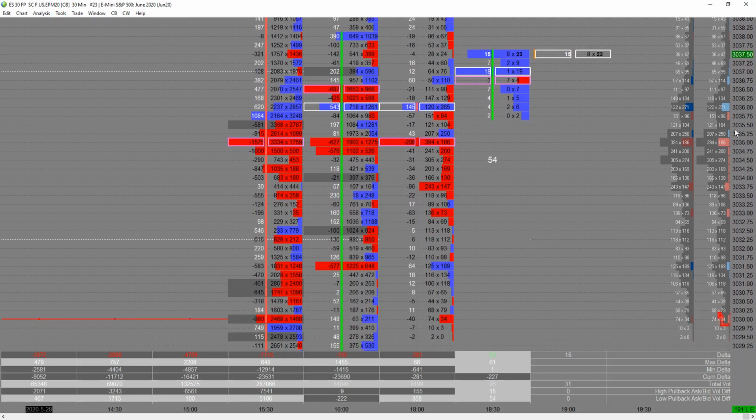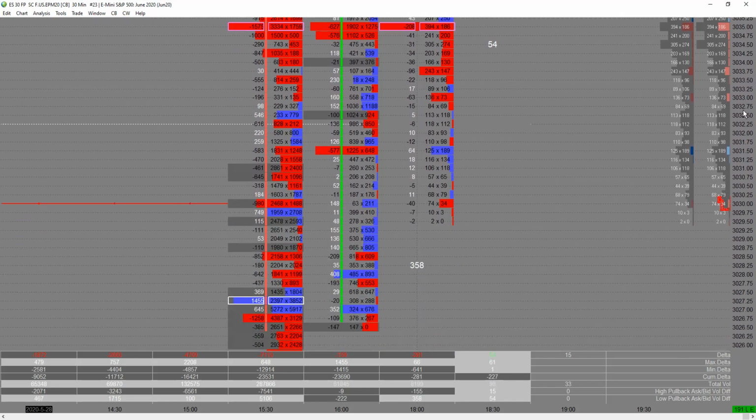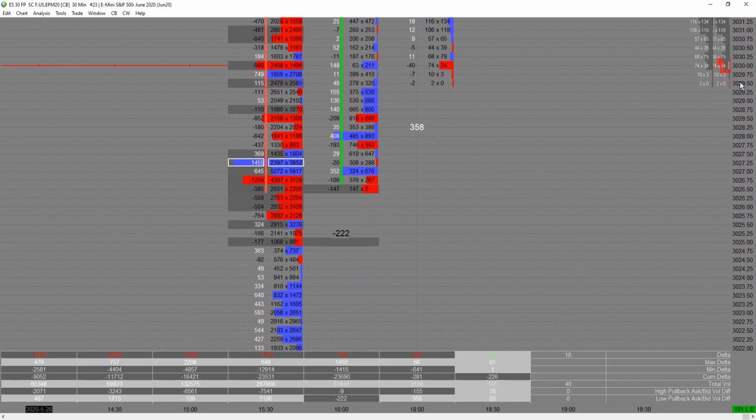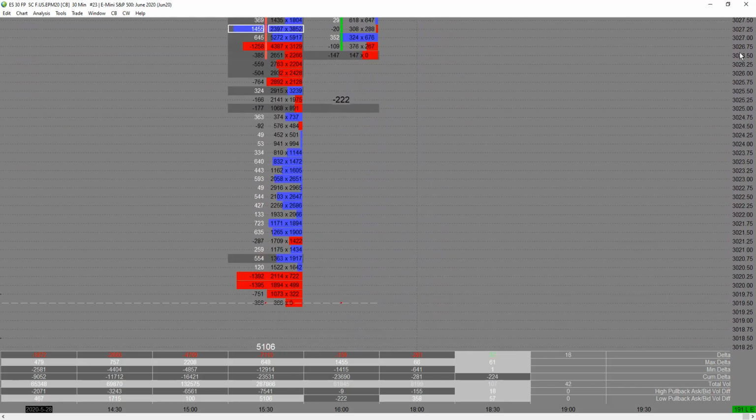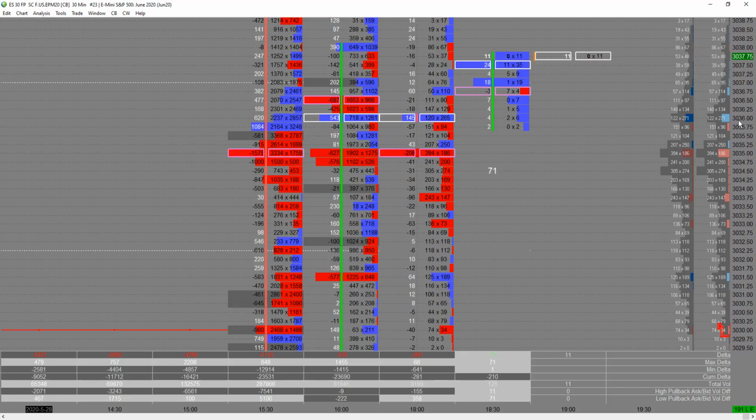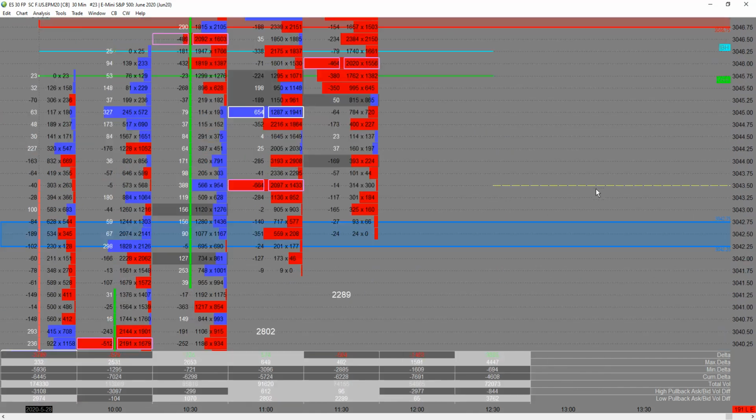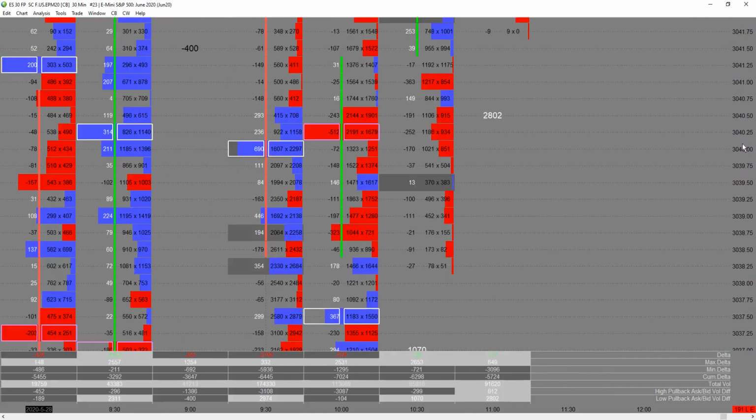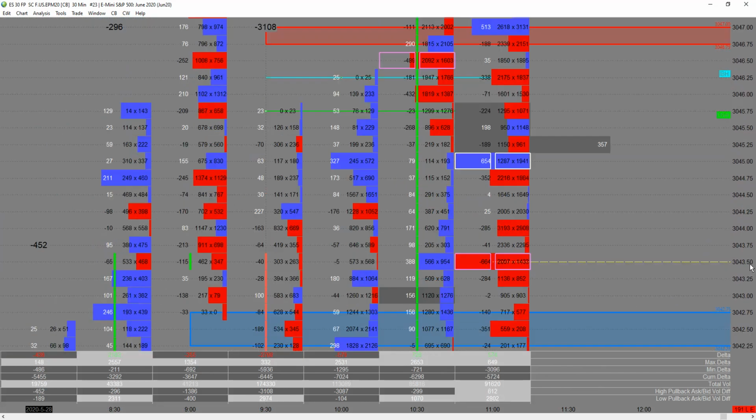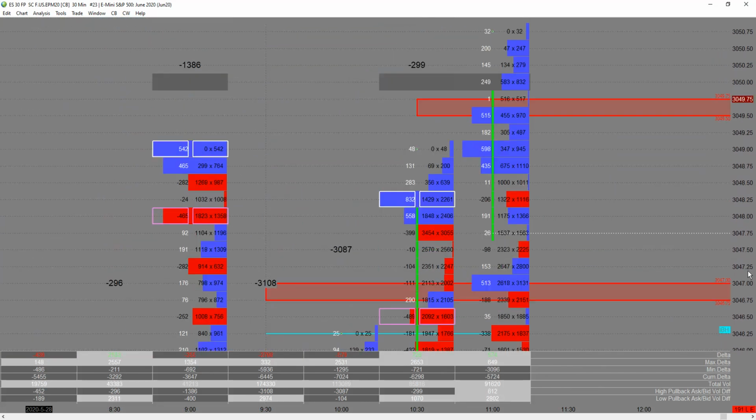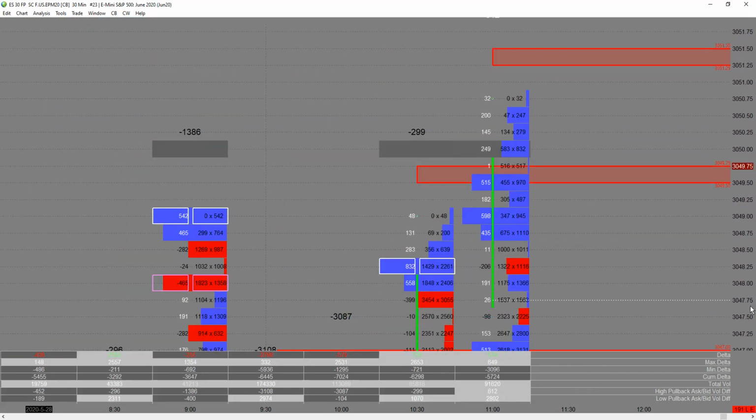I just want to pinpoint little details. Unfinished auctions, unfinished business. These are market profile wording that are generally used. I'm not sure if I saw any today, so I'm going to scroll and see if we can spot some. Okay, unfinished auction. Not that I see anything here, but an unfinished auction is where we don't have an auction that is properly finished. This is properly finished.